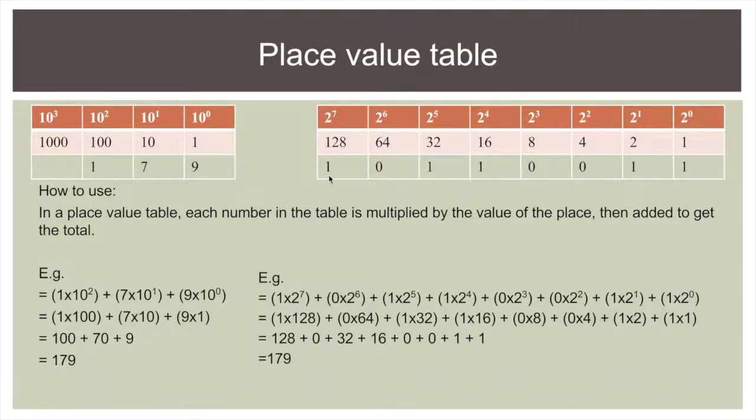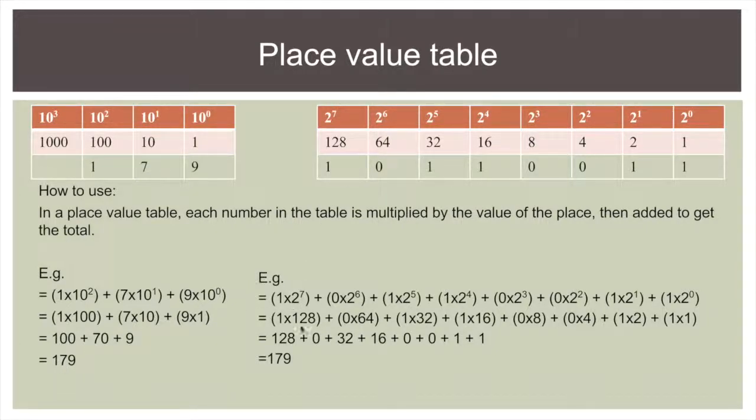To get the number, we go 1 times 10 squared, plus 7 times 10 to the power of 1, plus 9 times 10 to the power of 0. We can expand the powers out, and we get 1 times 100, 7 times 10, 9 times 1. Then we do the maths: 1 times 100 is 100, 7 times 10 is 70, 9 times 1 is 9, to get 179.